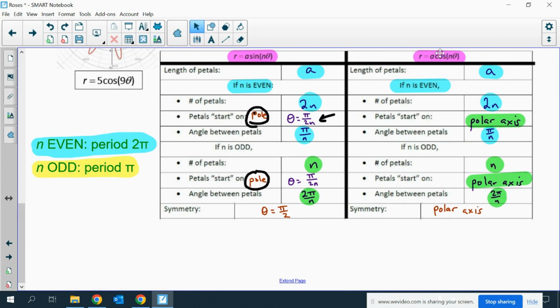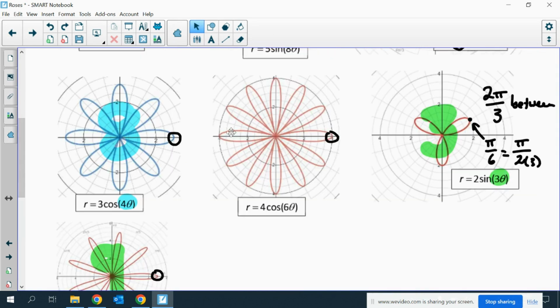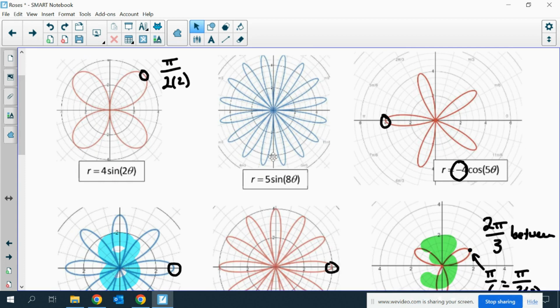Last thing, symmetry. The cosine graphs are always symmetrical over the polar axis. So if you look at all of these, if you draw a line at the polar axis, you would be able to fold it over and it would match up perfectly. For the sines, they're symmetric over the pi over 2 axis. So if you draw a line on the y-axis, those would fold over and match up perfectly.